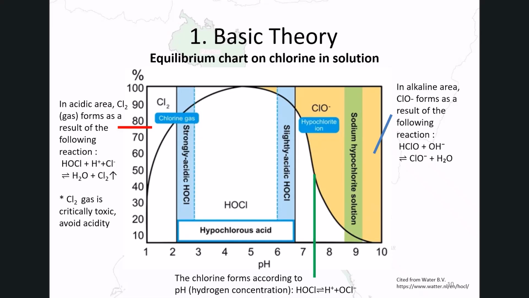Chlorine gas is extremely toxic, which is why very acidic conditions must be avoided. The chart clearly shows that around neutral pH, hypochlorous acid is the dominant form. This visual relationship between pH and chlorine form explains why pH control is so important in water treatment plants using chlorination.